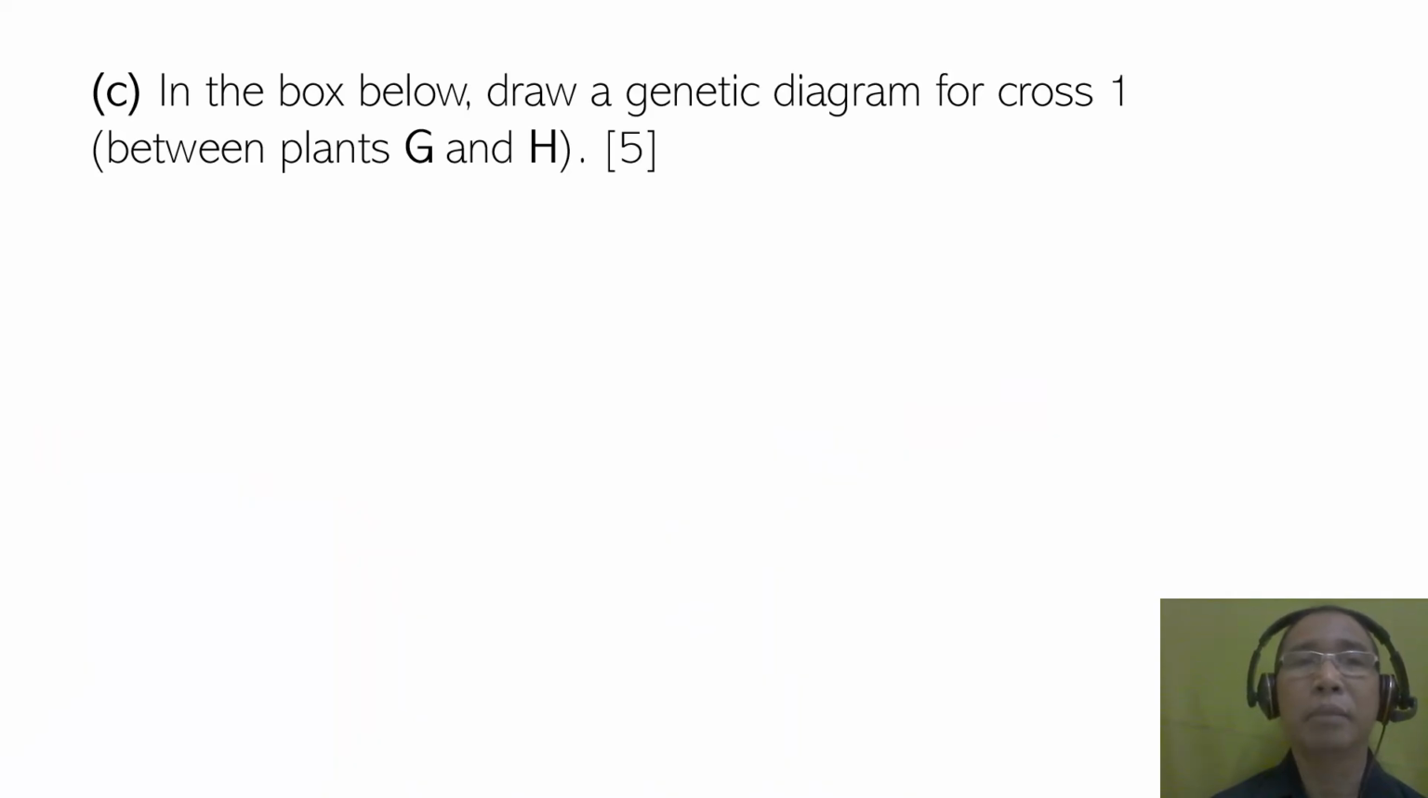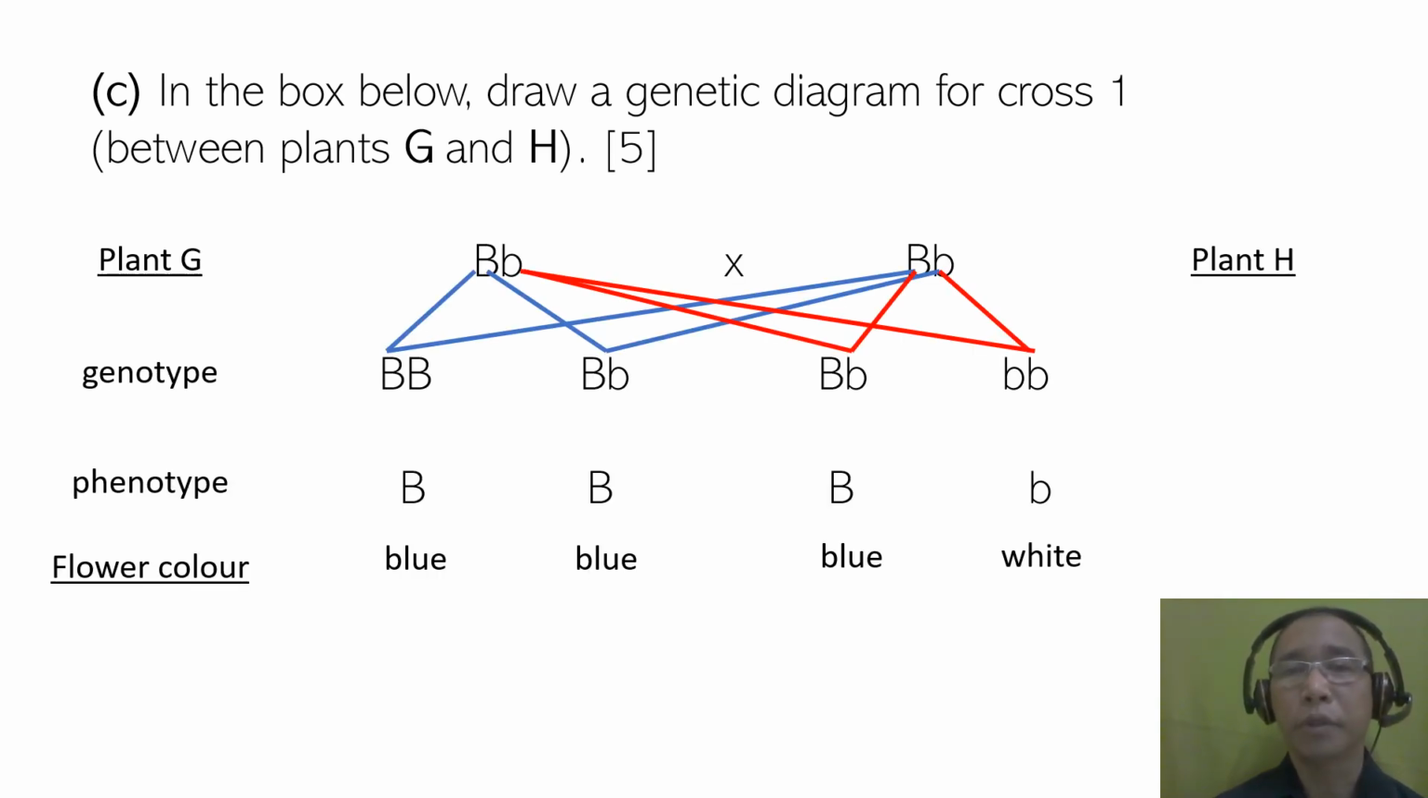Question C, in the box below, draw a genetic diagram for cross 1 between plant G and plant H. For C, this is our genetic diagram. The first thing that we are going to do is to identify the genotype of plant G and plant H. So we have written capital B and small letter b for plant G and capital B and small letter b for plant H because they are heterozygous.